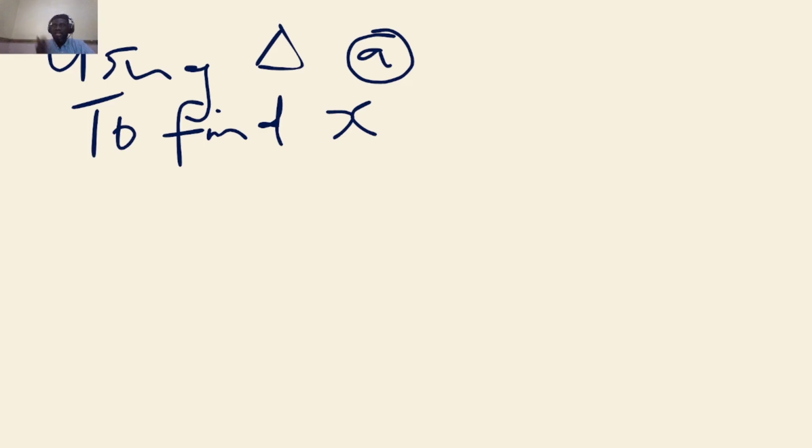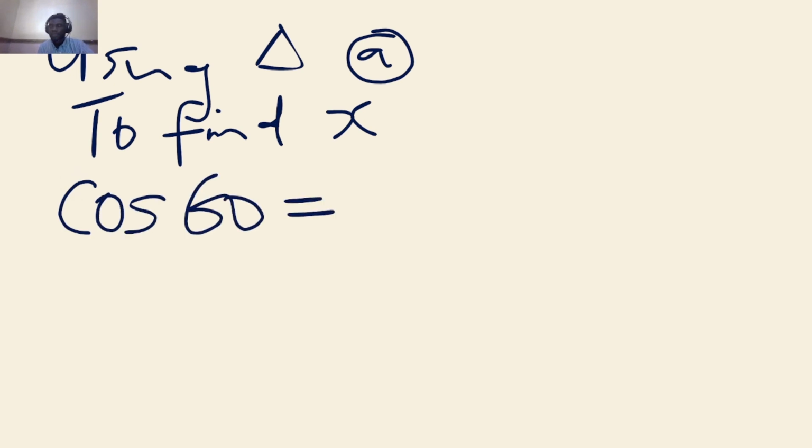My x. So to find x, since I know my adjacent and the angle of interest, what is the trigonometric ratio to use when you have adjacent and you are looking for hypotenuse? Exactly, cos, that is correct. So we are using cos, the angle, which is 60, is equal to, what is the ratio? Adjacent over hypotenuse. So adjacent is 2, hypotenuse is not known. So the value is x as it is given.